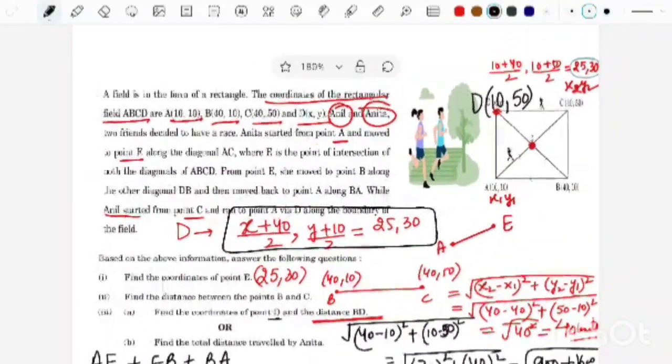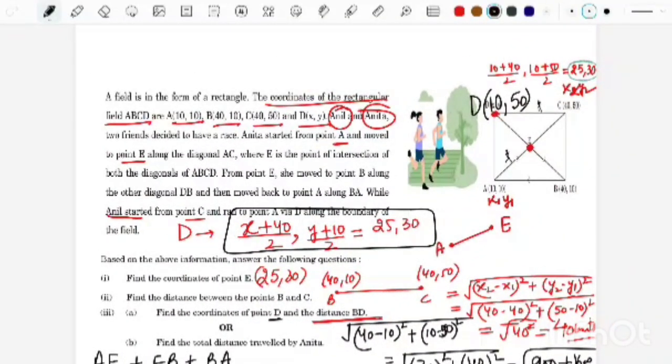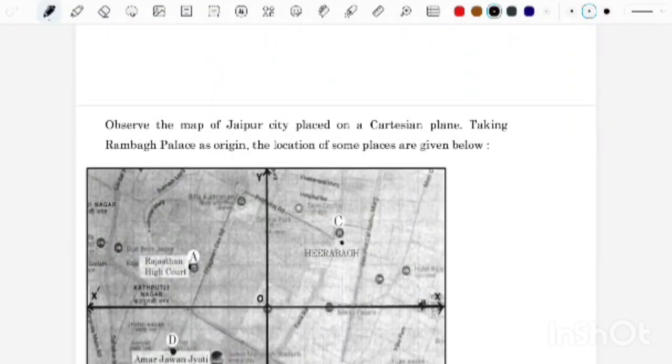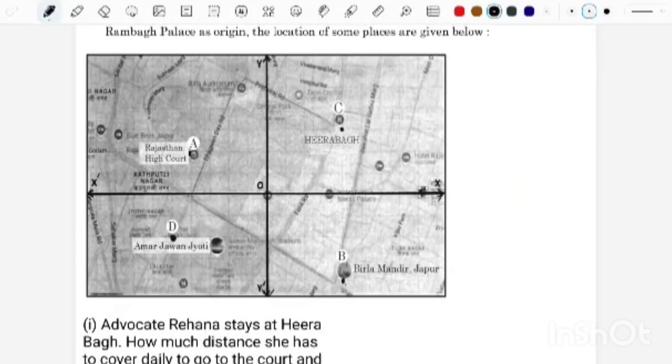Let's move to the next question now. Done with this case study. These are the most important case studies we are discussing. Okay, yeah, this is the question we have to do now.